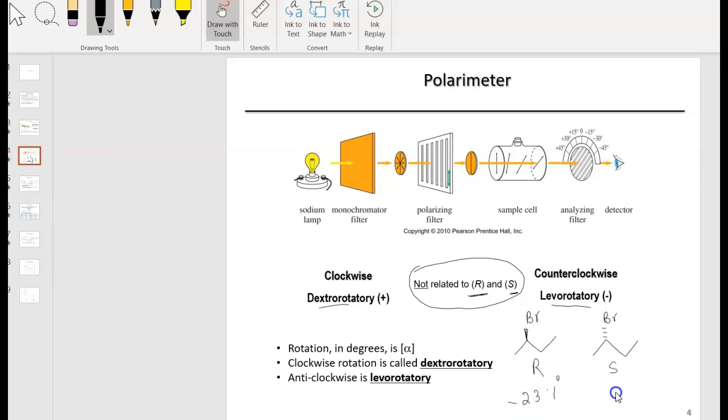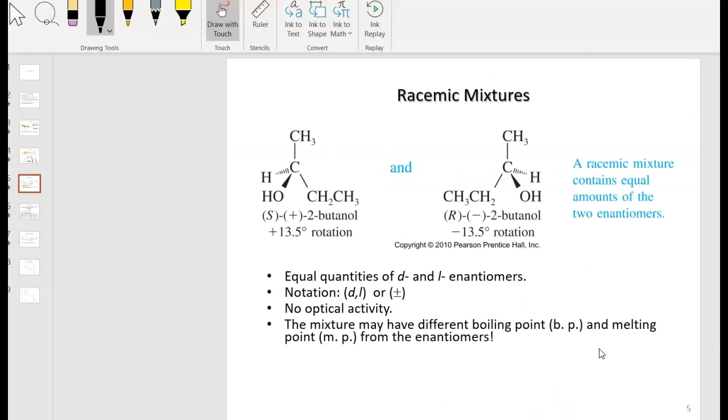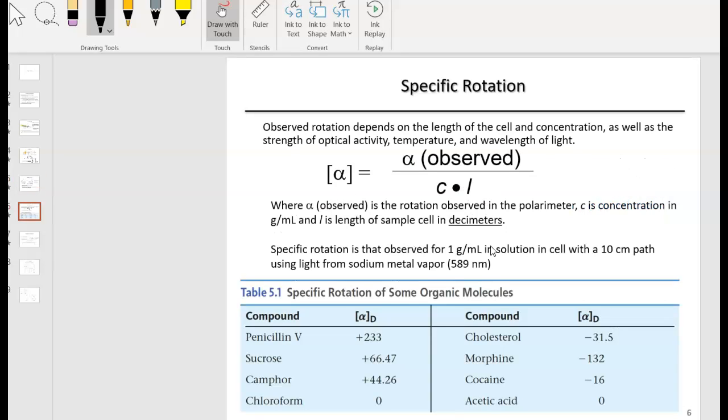Okay, and what do you think? Can you predict how much this one will rotate it? To the same magnitude but to the opposite direction. Okay, so what is this value referring to? This is what is called a specific rotation. So we use the term specific rotation to represent the optical activity.